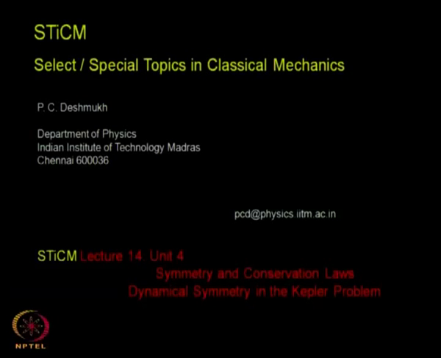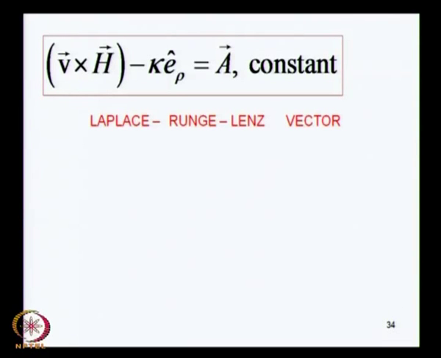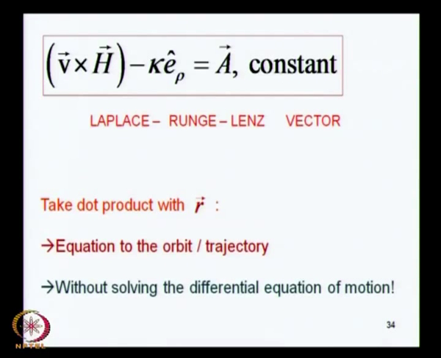Very well, we will continue our discussion. What we did in the previous class was to begin with the equation of motion, play with it and discover various conservation laws. And one of the quantities that is conserved that we ran into is this Laplace-Runge-Lenz vector, and what we will do now is use this to get the equation to the orbit.